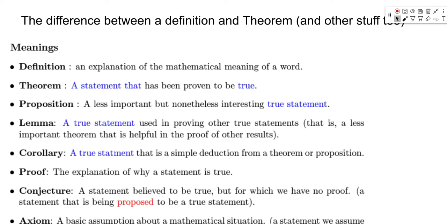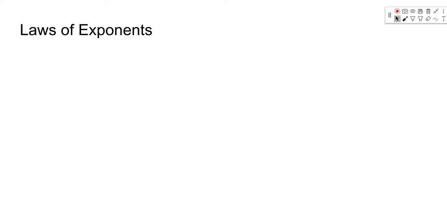And a conjecture is something oftentimes we just think might be true, but we don't take the time to prove it, because maybe it works. Okay, so we go with that. And then the axiom is just a basic assumption. Again, it could be wrong, but it's an assumption, okay?